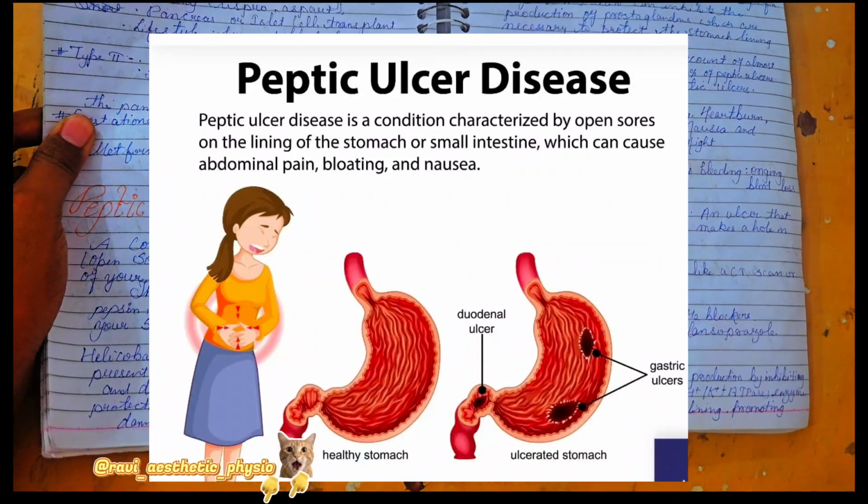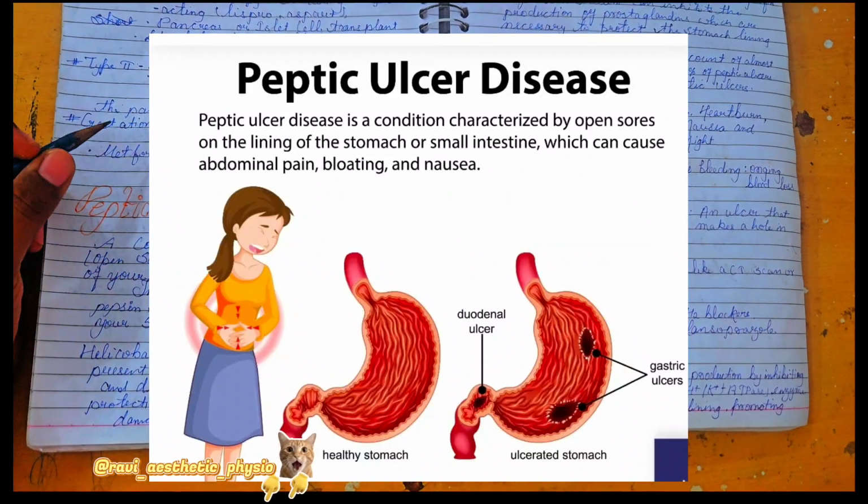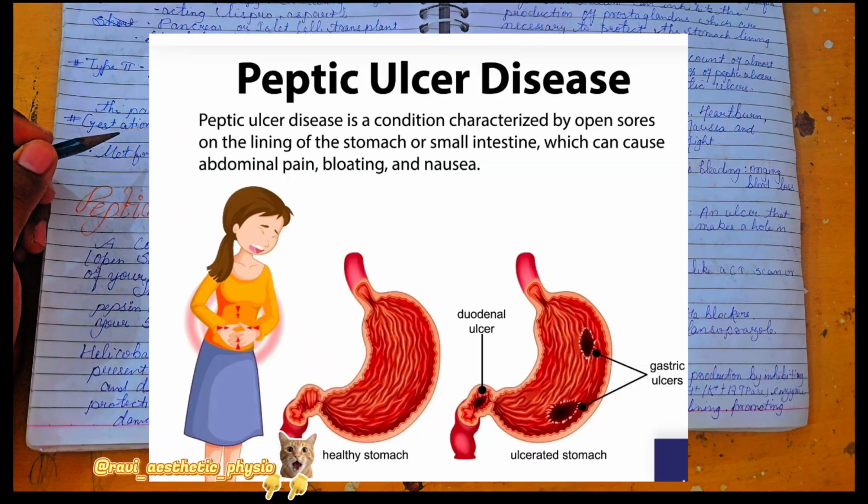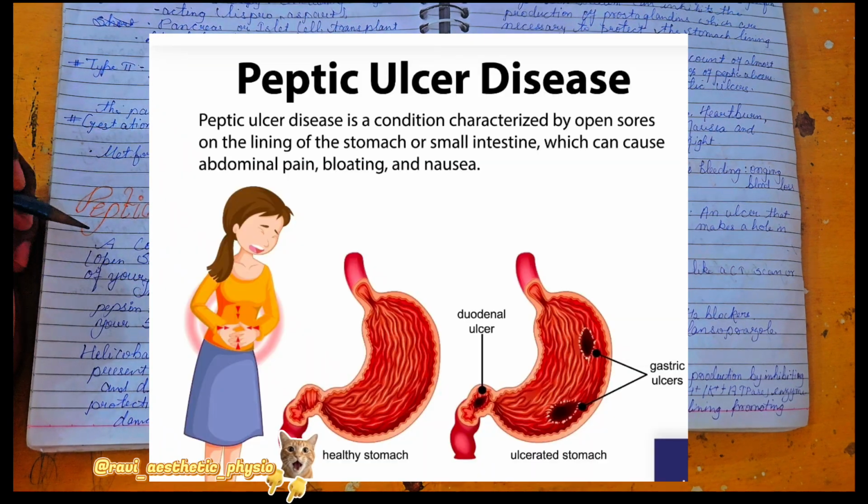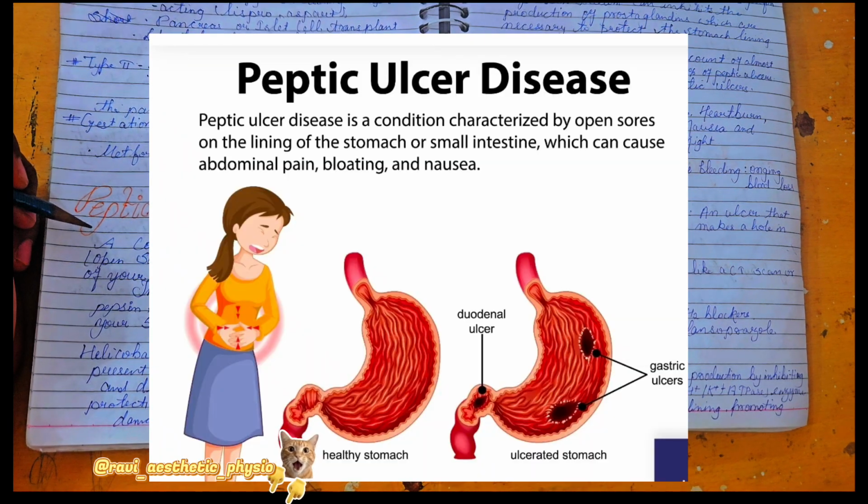In the series of pharmacology, the next topic is peptic ulcer disease, which is very essential for university examinations, so how you can write that. So let's understand what a peptic ulcer is.